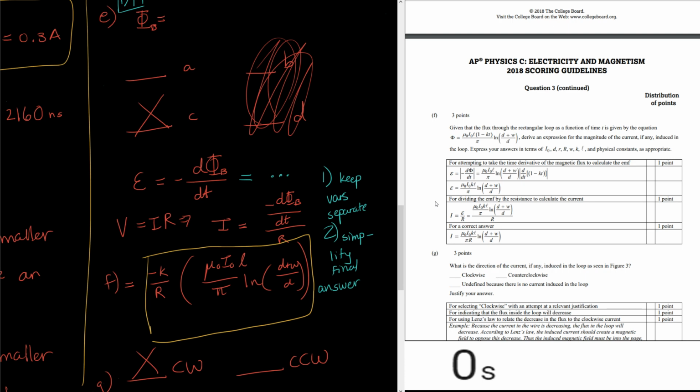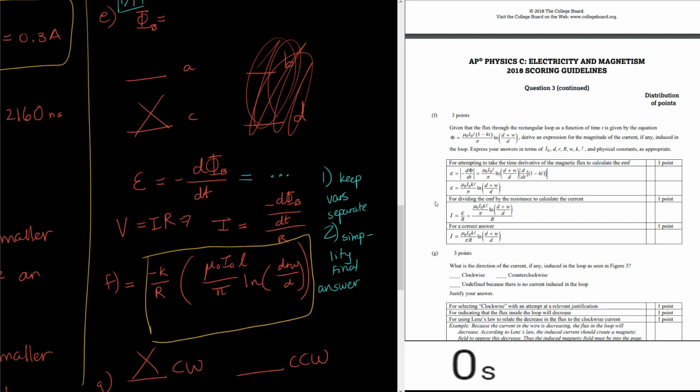I do divide the EMF by the resistance to calculate the current. So that's definitely a point. I do not have a correct answer, unfortunately. I have a negative sign, which I should have not put, but I was under time pressure. And I do attempt to take a time derivative.